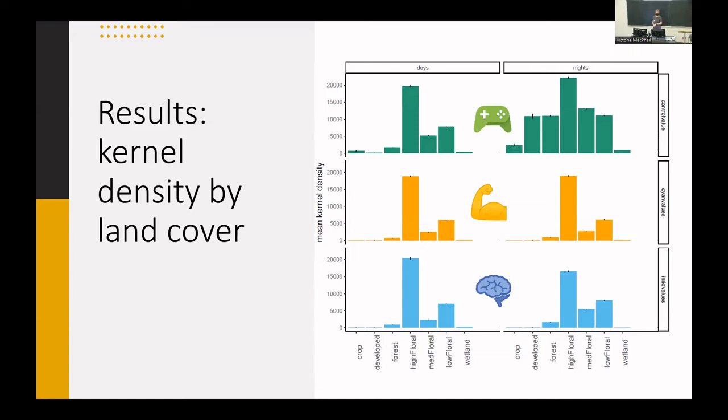And then these are the kernel density by land cover. So during the day, there isn't much difference between our 3 treatments. They look pretty similar. They're using the same sort of land covers, and they're most often in flowers. But at night, there's a big difference. So something's going on to impact their behavior, especially at night between the treatments.